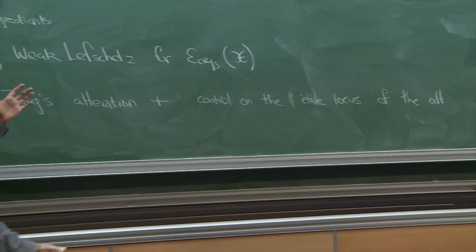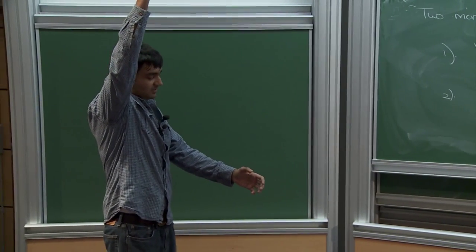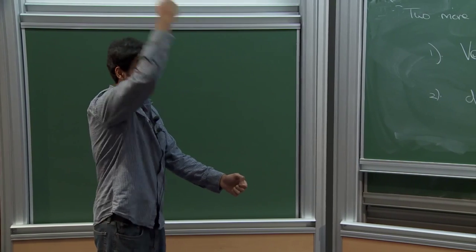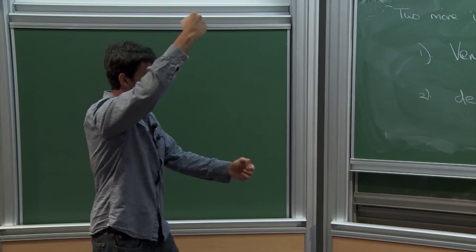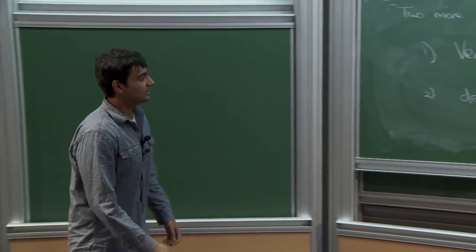Meaning if you have a variety and you're trying to prove semi-stable reduction, de Jong will tell you that there's some alteration which has semi-stable reduction. But what we want is actually when you fix a point downstairs, you can choose that alteration to be étale at that point, finite étale even, which has semi-stable reduction. And you can do this for all points, and that's what we have to prove.